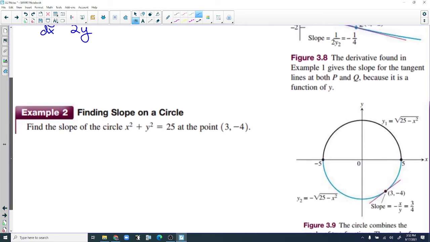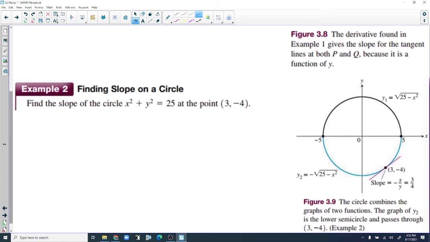Example 2, finding slope on a circle. Find the slope of the circle x squared plus y squared equals 25 at the point 3, negative 4. So the derivative of x squared is 2x. The derivative of y squared is 2y, but then we'll multiply times dy dx is equal to 0. Now keep in mind we're taking the derivative of everything. So the derivative of 25 is 0.